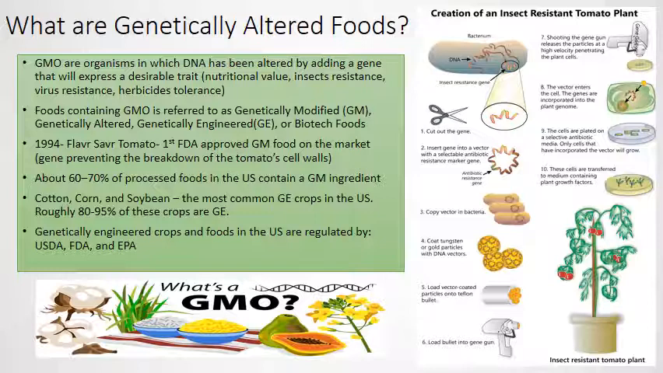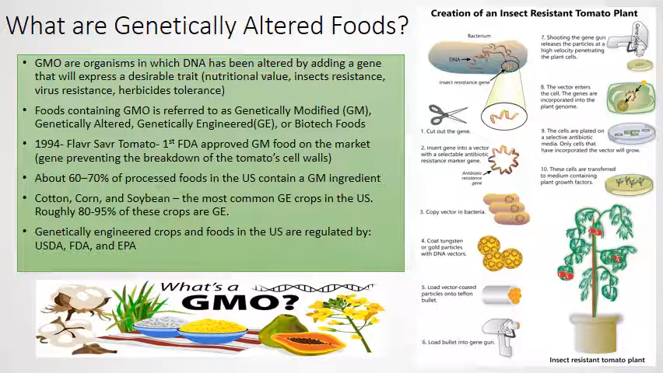The first genetically modified food approved by the FDA and available on the US market was the tomato. It was in 1994. This tomato had a new gene that prevented the breakdown of the tomato's cell walls, thus extending its shelf life. While there was no scientific concern over its safety, the tomato was removed from the market in 1998 due to consumer concerns.